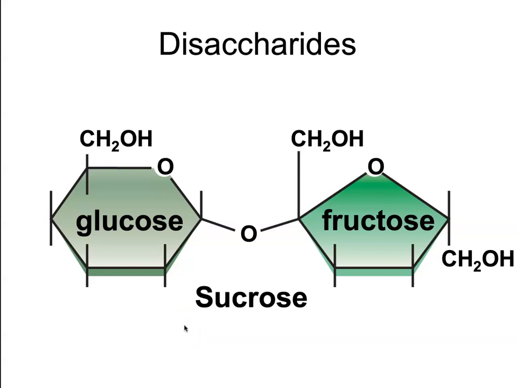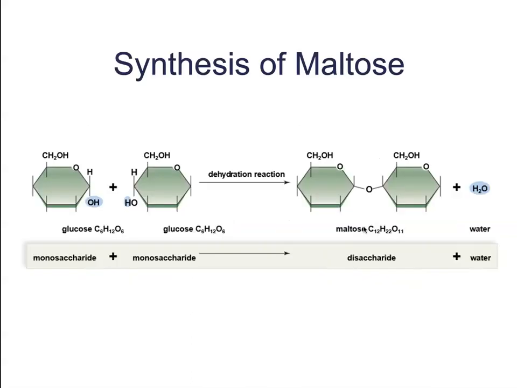Sucrose is going to be composed of glucose and fructose. So sucrose, table sugar, is actually going to be made up of two different monomers, two different carbohydrate monomers strung together. Maltose is going to be composed of two glucose molecules. So there's a lot of disaccharides out there that are composed of multiple repeating subunits.